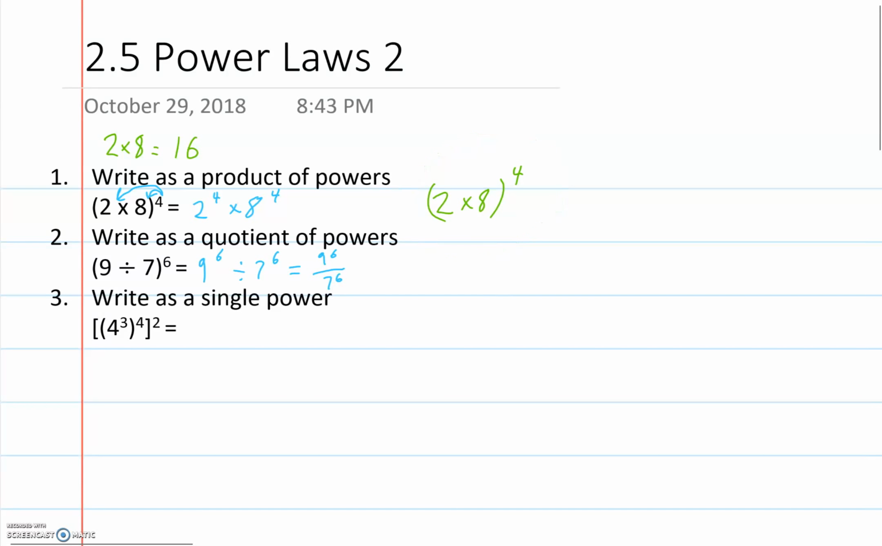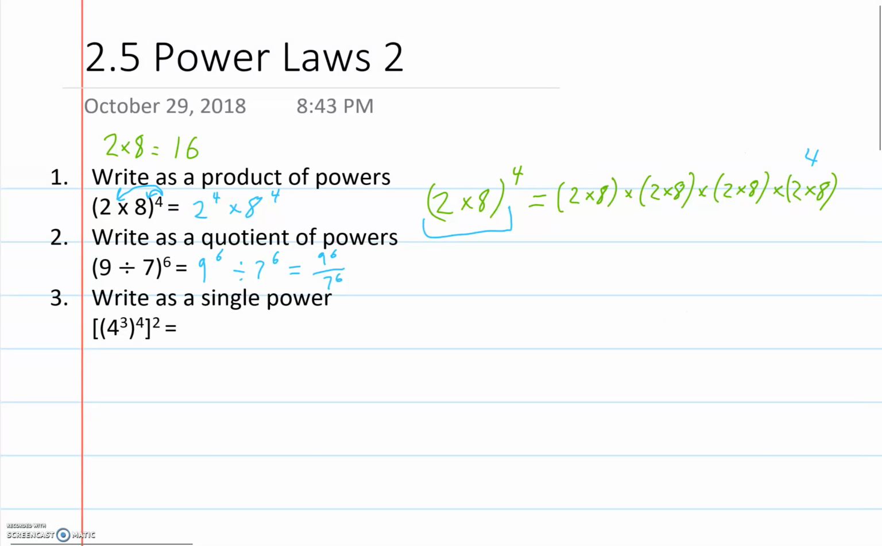Whenever we have an exponent, it talks about what's right next to it. What's right next to it in this case is the bracket. So what we would have is (2 times 8) times (2 times 8) times (2 times 8) times (2 times 8). You can see our base here is done 4 times: 1, 2, 3, 4 times.